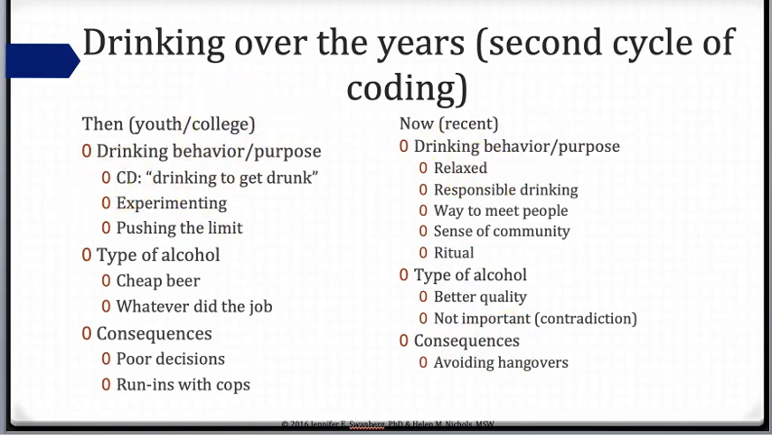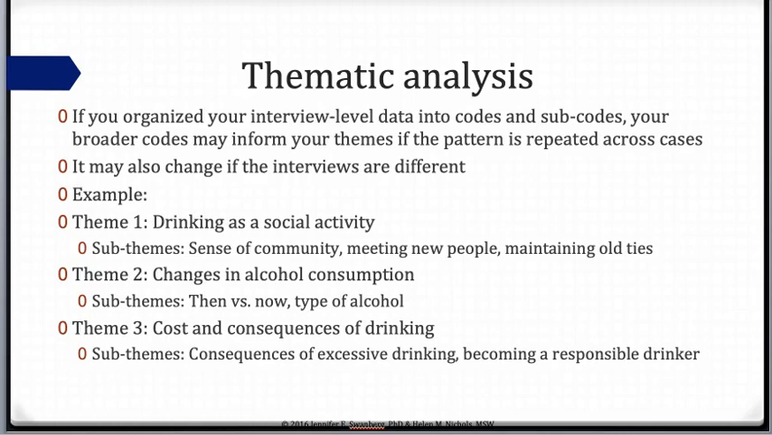So in that case, you would then move on to your thematic analysis and look at your interview level data and the codes that you have, and then look for patterns or themes. So these might be 3 themes that you come up with from looking at all your codes across all your interviews. So one of the themes maybe that this study found is drinking is a social activity. And then within it, there might be sub-themes such as drinking might be associated with a sense of community. It might be a way to meet new people. It might be a way to maintain old ties.